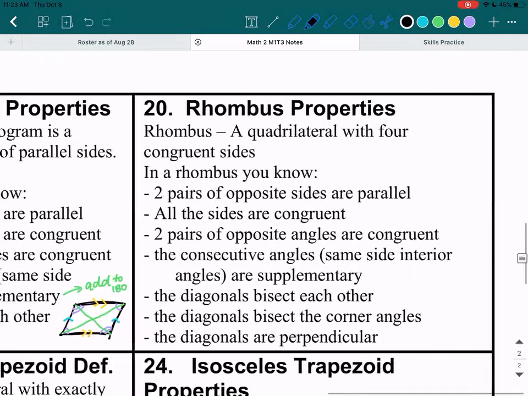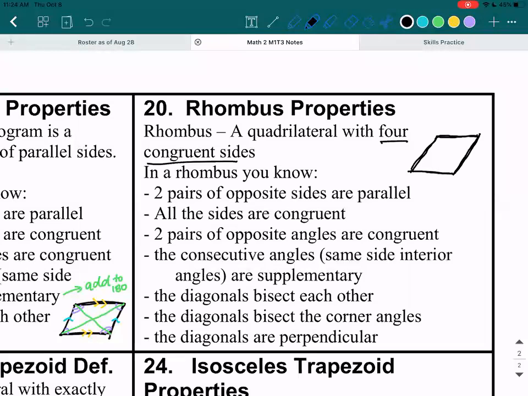A rhombus. A rhombus is a quadrilateral with four congruent sides. Let me draw you a rhombus. It's like a diamond, okay? Kind of looks like a diamond. Oops, that's very not straight. You know what, I can't draw a straight line today, just let it be. A rhombus is also a type of parallelogram. It's just that for this type of parallelogram, all four sides are equal, okay? It has four congruent sides.